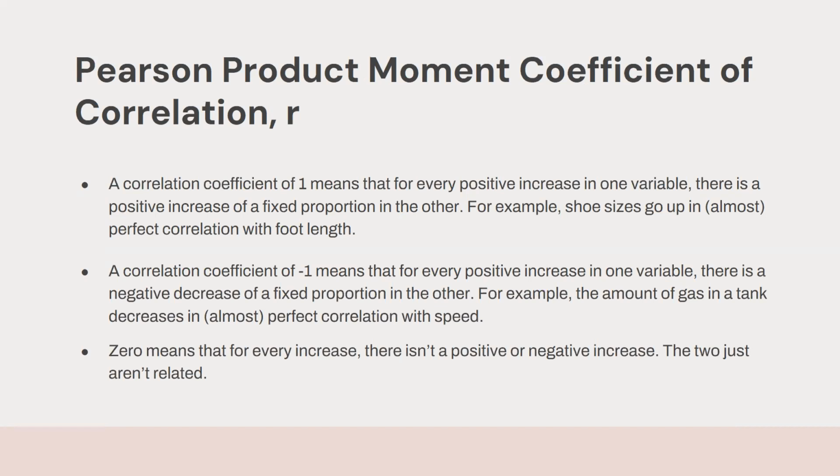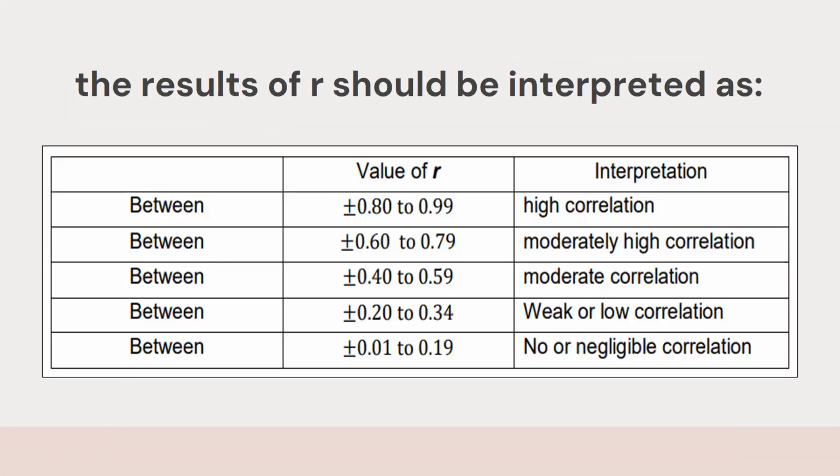So, a correlation coefficient of -1 means that for every positive increase in one variable, there is a negative decrease of a fixed proportion in the other. So, for example, the amount of gas tank decreased in almost perfect correlation with spin. 'Di ba? And then 0 means that for every increase, there isn't a positive or negative increase. So the two just aren't related. Makikita natin to sa ating scattered diagram. Papakita ko later. So here for Pearson R, the results of R should be interpreted as the following.